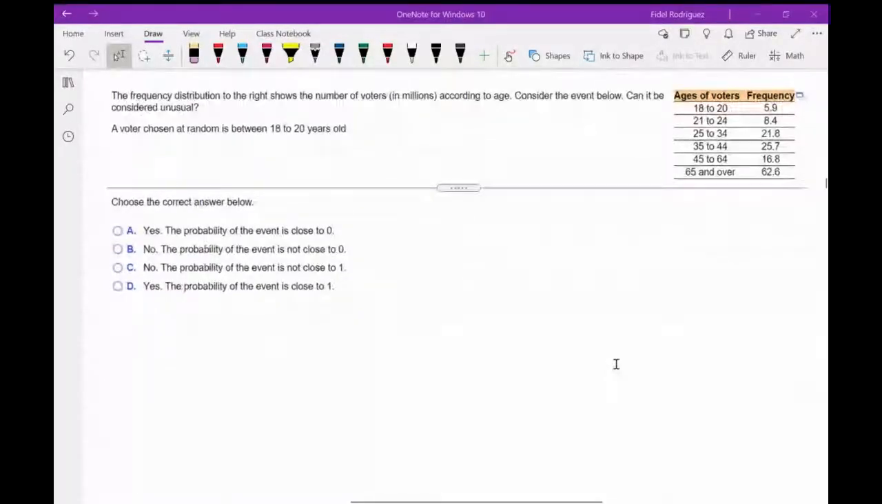Okay. So Cynthia, here's my problem, and it says, okay, the frequency distribution to the right shows the number of voters in millions according to the age. Consider the event below. Can it be considered unusual? And it says, a voter chosen at random is between 18 and 20 years old.